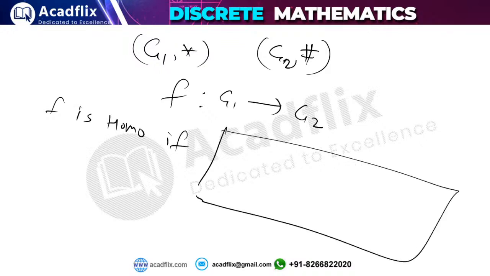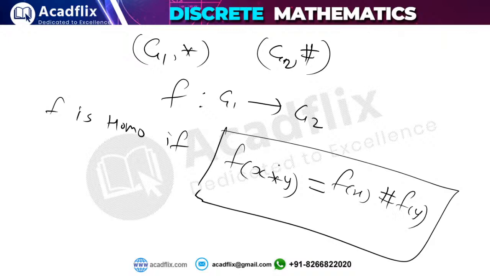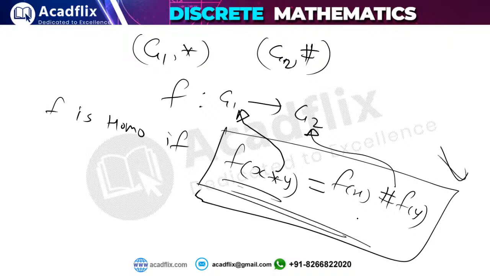What property do we need to satisfy? Very simple: f of x star y is equal to f of x hash f of y. Remember, just take care of this thing. This star is the operation of G1 and this hash is the operation of G2. You just need to check this property. If both sides are the same, then you can say that this f is a homomorphism. So I think it should be clear. If anyone has any doubt, you can ask.